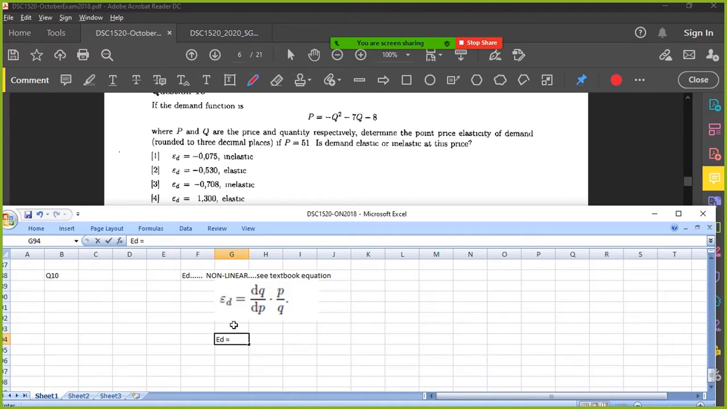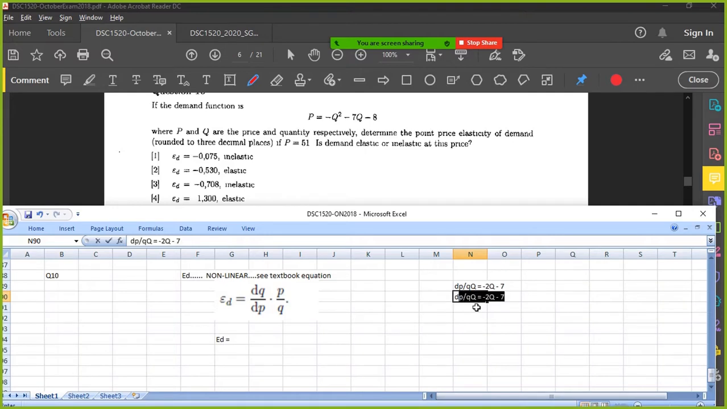Okay, so the elasticity of demand is dq over dp. So we've got the p, do you see that? Yes. So dp, derivative of p divided by dq. Then we can just swap it around. That derivative would be minus 2q minus 7. Do you agree? Yep.